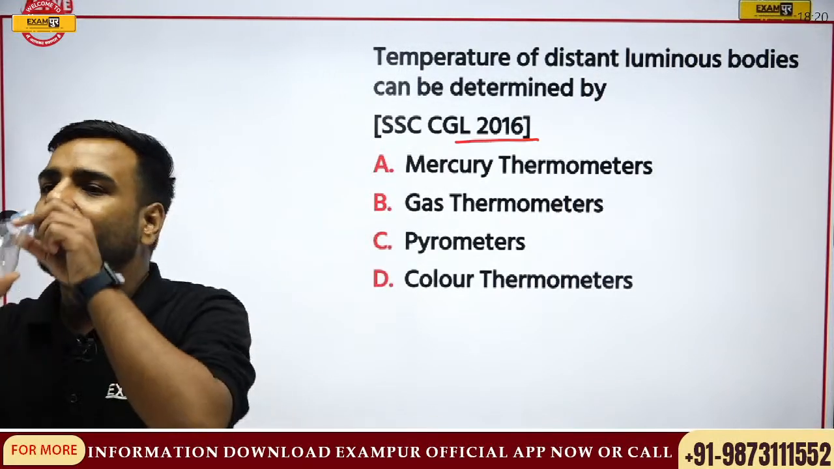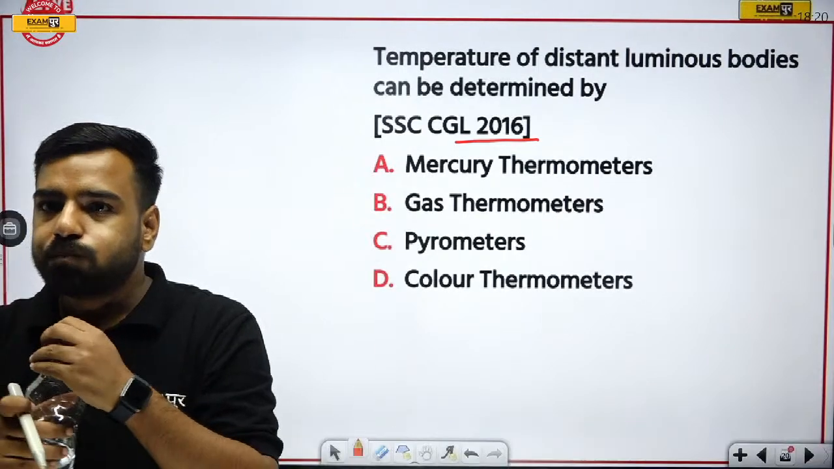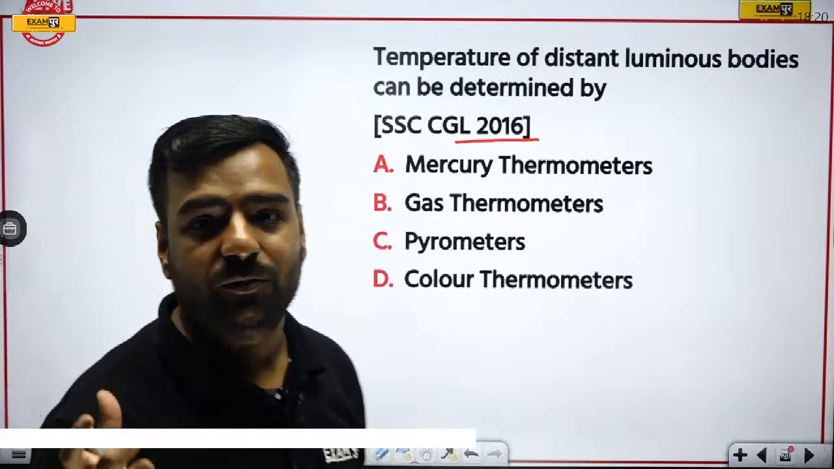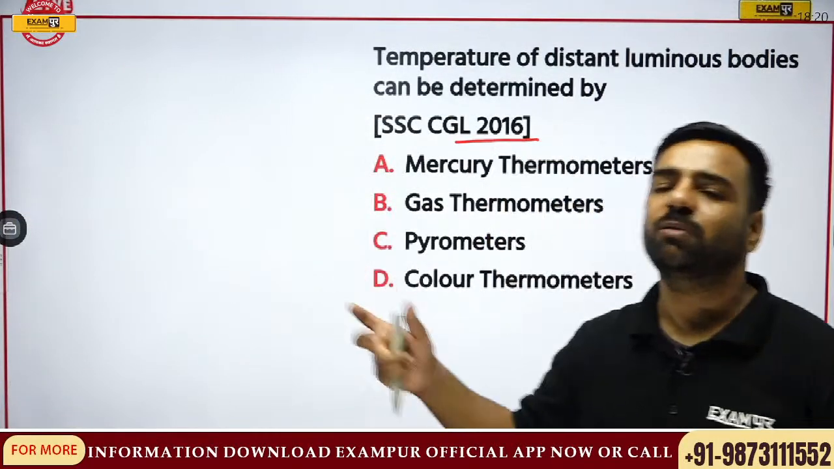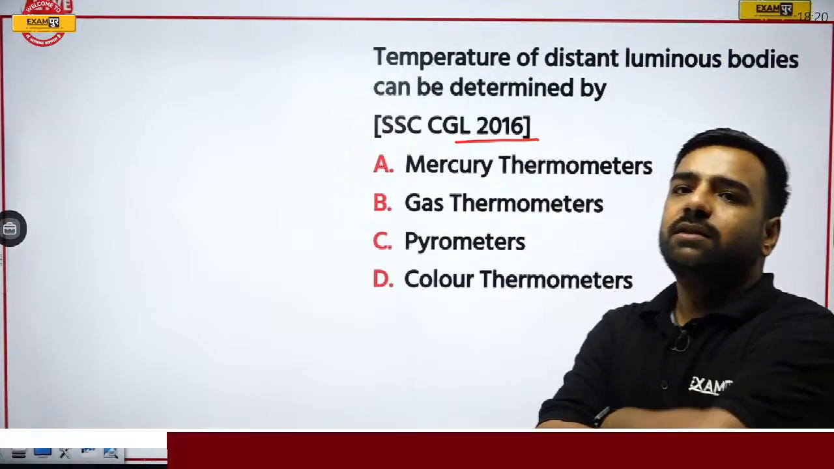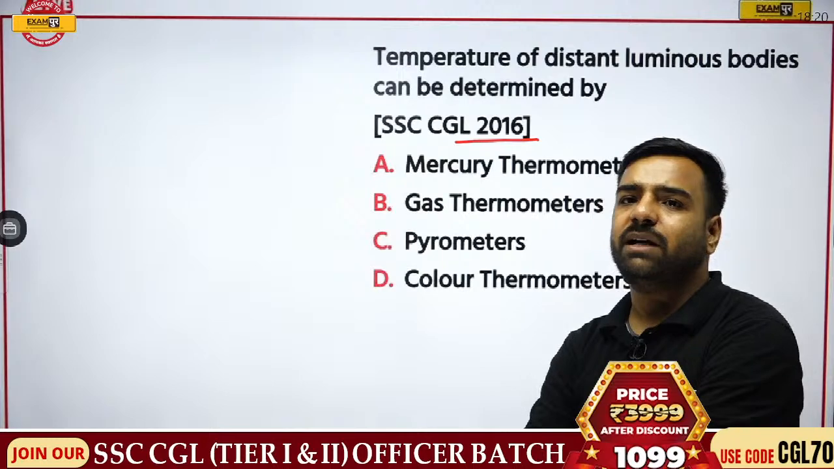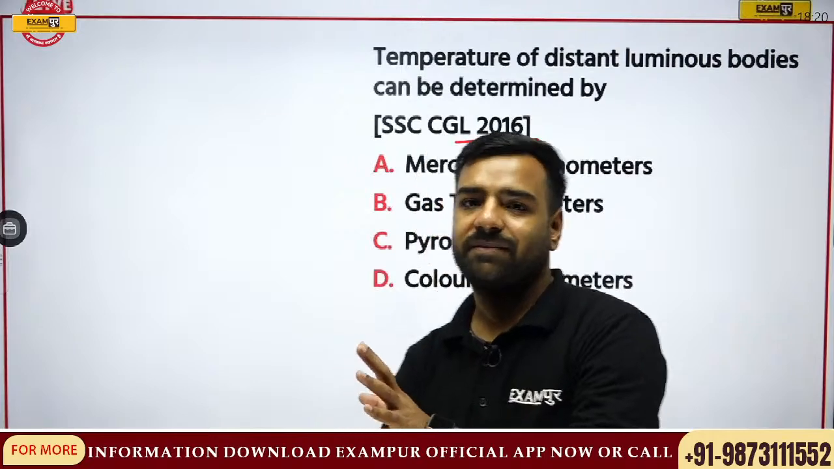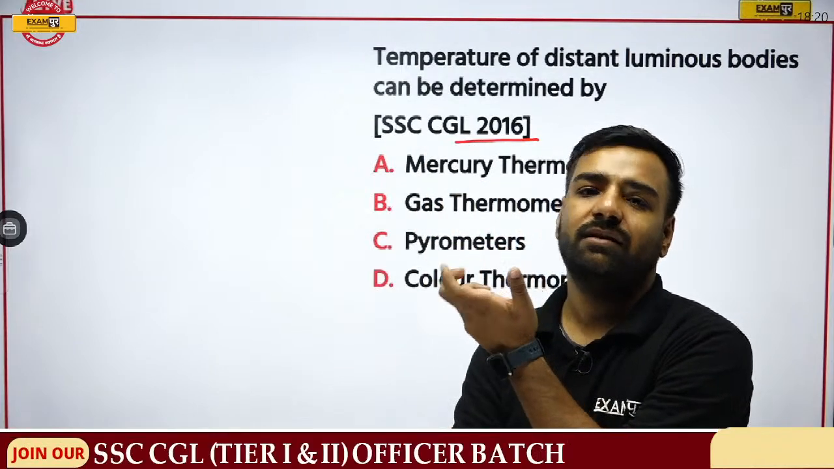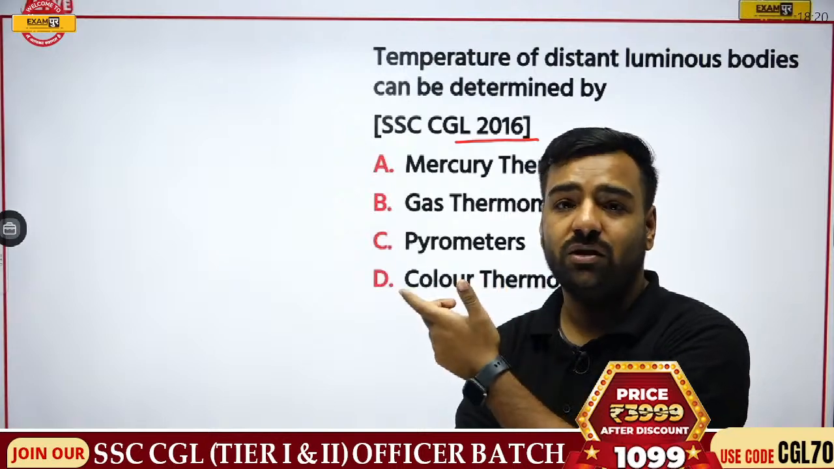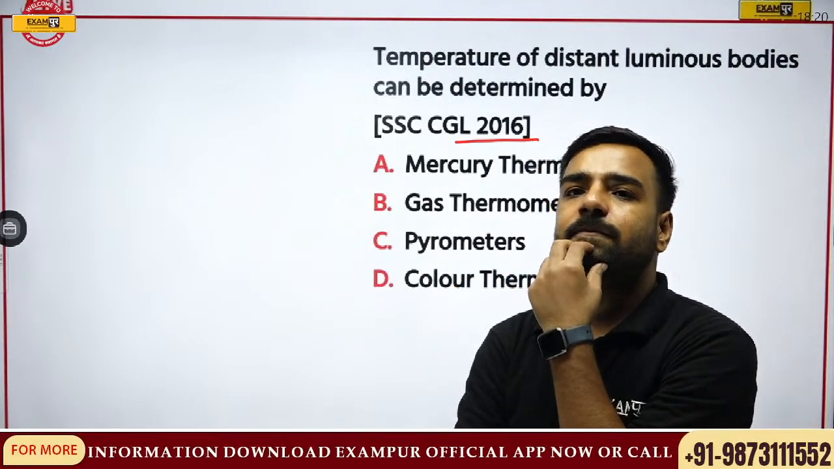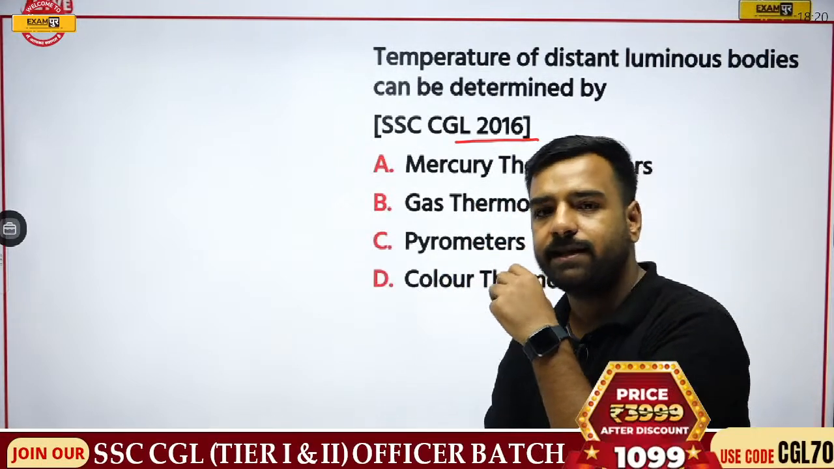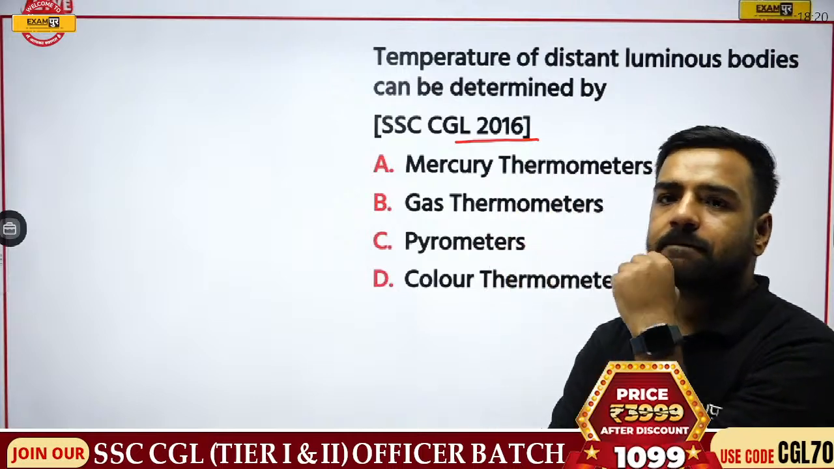Sorry, you cannot actually talk about planets, because we are talking about luminous bodies, so you can talk only about stars. Again, I am taking my words back. We cannot discuss planets over here, right? Because luminous bodies are those which have light of their own. We can only talk about the stars. Will it be mercury thermometer, gas thermometer, pyrometer or color thermometers? It is important. Answer please.